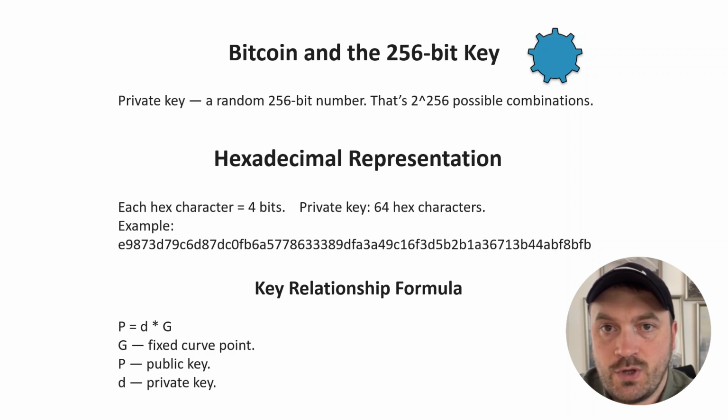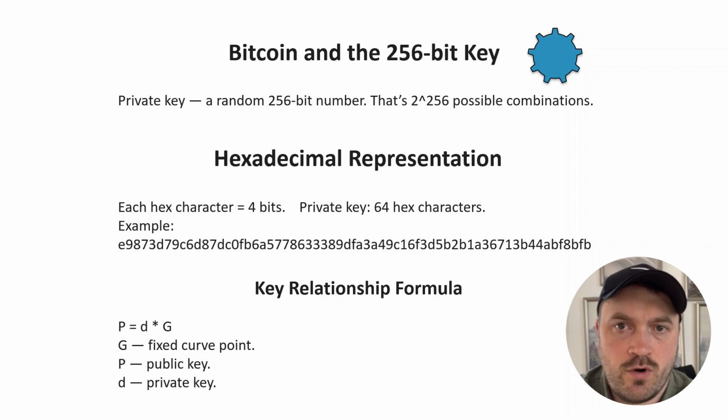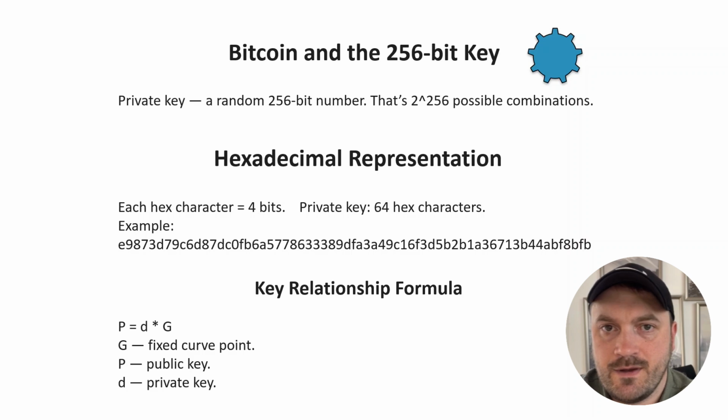It's easy to do in one direction. From D we can get P, but in reverse, knowing only P, guessing D is impossible by conventional means. This problem is known as ECDLP, the elliptic curve discrete logarithm problem, and the theoretical hacking method is brute force, so let's try it.